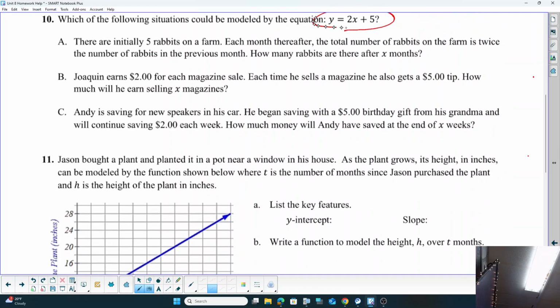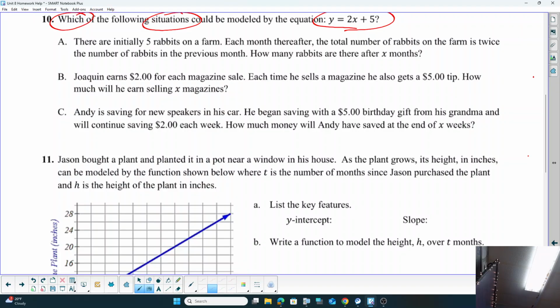Okay, so which one of these is going to be modeling the equation? Which situation? Ready? Come on, which of the following? Which situation is going to model the equation? There are initially 5 rabbits on the farm. Each month thereafter, the total number of rabbits on the farm is twice the number of rabbits in the previous month. How many rabbits are there after X months?